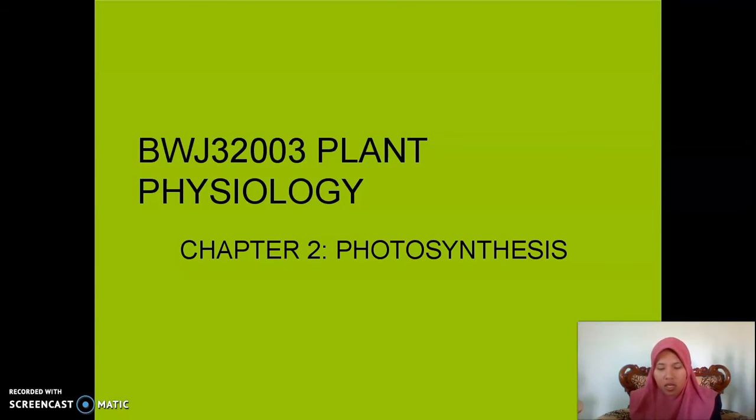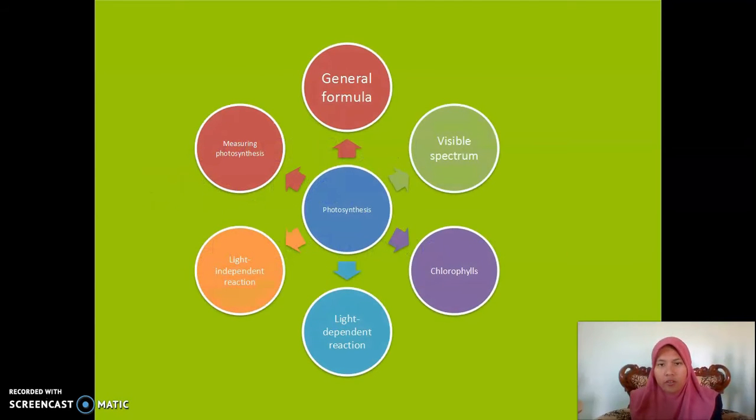Okay, so today what I'm gonna give to you is the overview of what photosynthesis is about. Okay, so I've created you this summary. So it summarizes everything that you need to know and everything that we are going to learn in this chapter all about photosynthesis. Okay, so first of all, photosynthesis, we have to know the general formula.